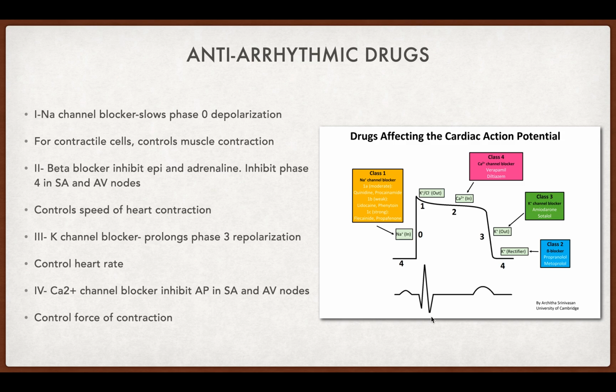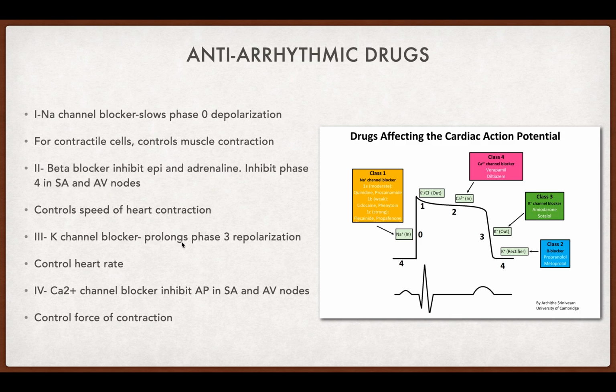For class 2, it's very well known, it's the beta blockers, 2 for beta. Just how I remember it. So beta blockers will inhibit the catecholamines, and that inhibits phase 4, down here during the depolarization into the threshold level, and that really affects the SA and AV nodes, so that will control the heart rate.